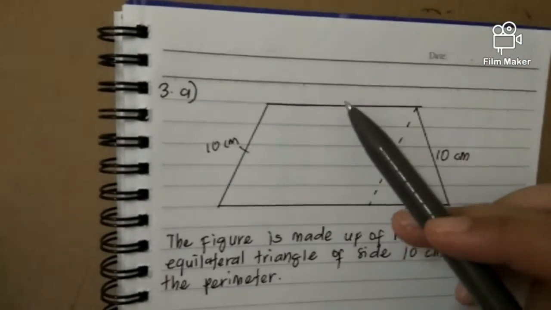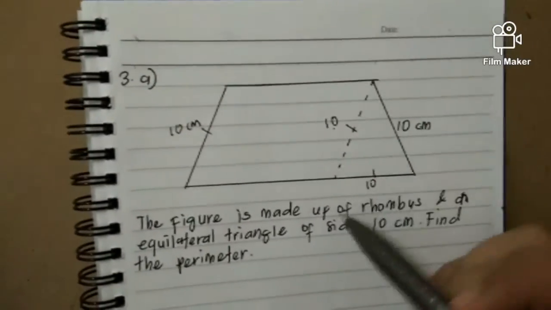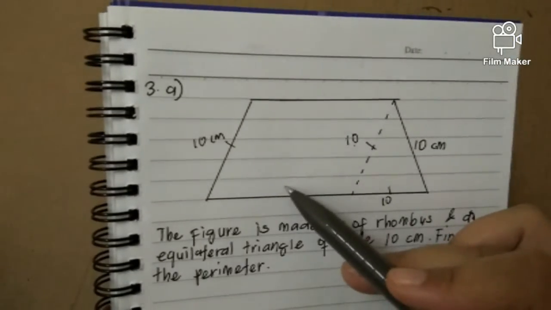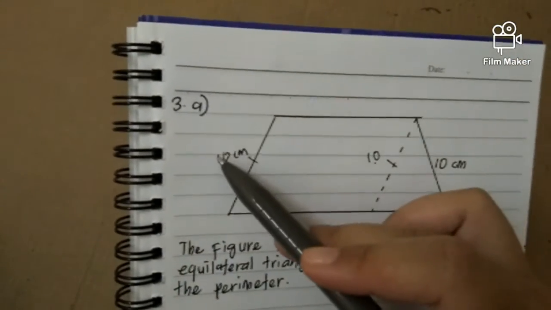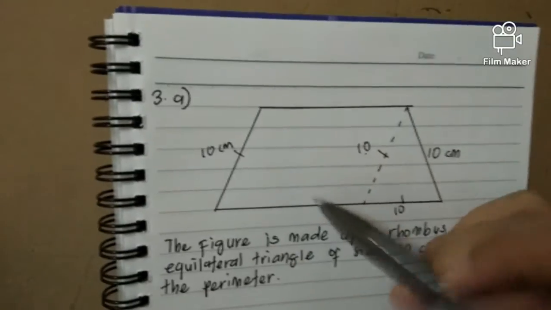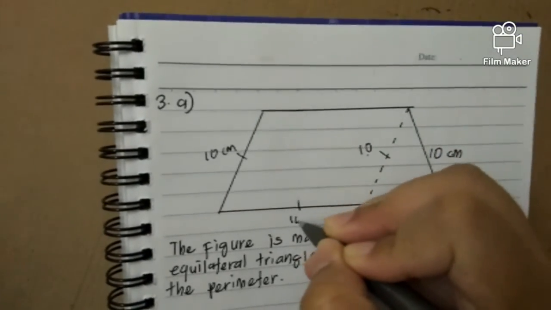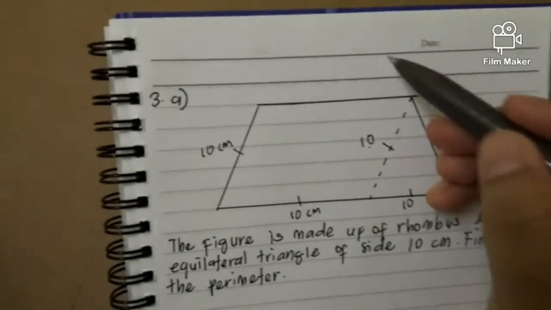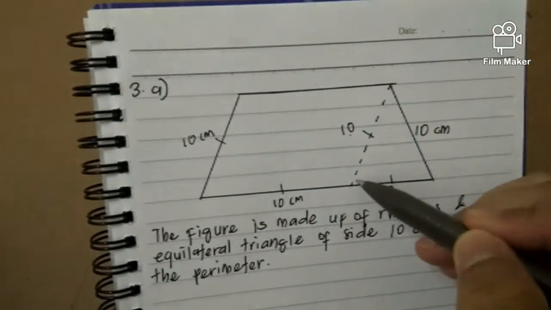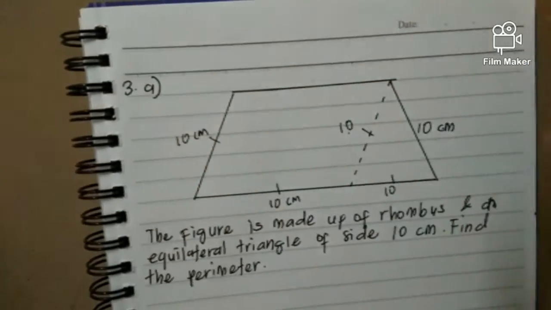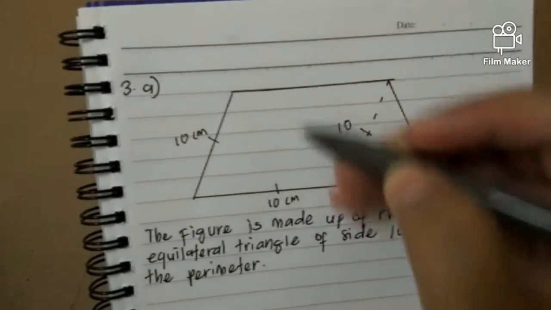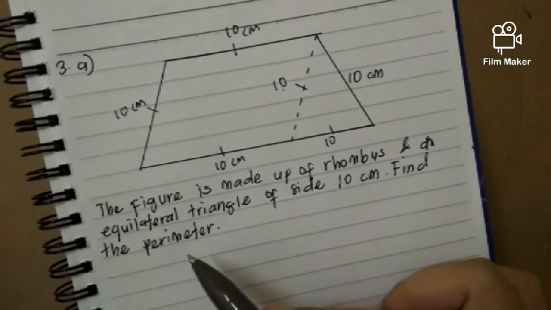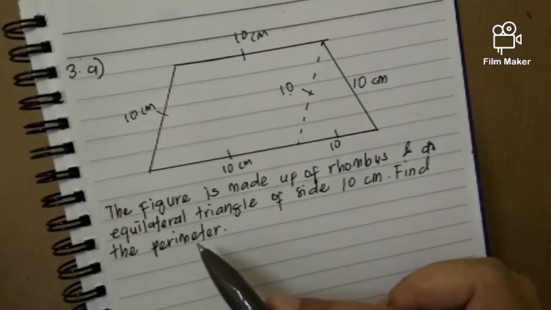But what is the length of this one and this one? Okay, rhombus, the shape of rhombus, this side is the same as this side. If this is 10 cm, then this one is also 10 cm. Where is the shape of the rhombus here? This one, this one, and this one. So here the side is also 10 and the upper one is also 10 cm. So now you can get the perimeter of the shape.